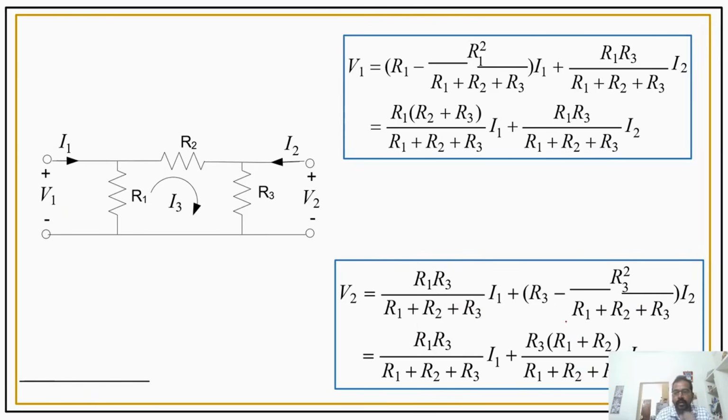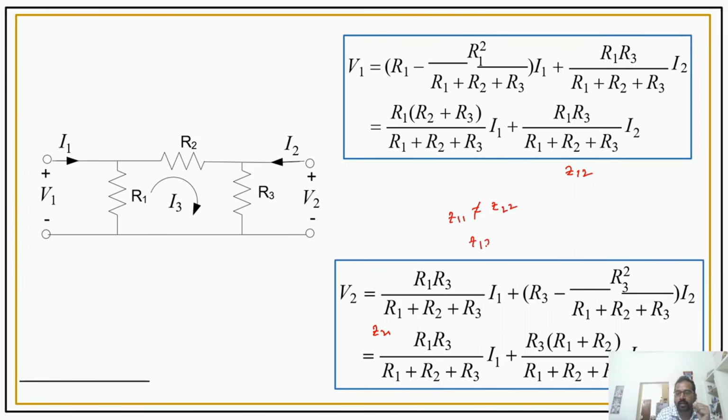So if you observe here, my Z12 and Z21, you can see both are equal. It is R1 R3 by R1 plus R2 plus R3. So we can say that the given circuit is a reciprocal circuit. Whereas if you see here, we are having R1 R3 here, and R1 R2 here, but here we are having R2 R3. So my Z11 is not equal to Z22. So it's not symmetric.